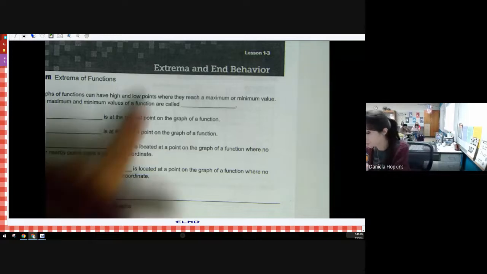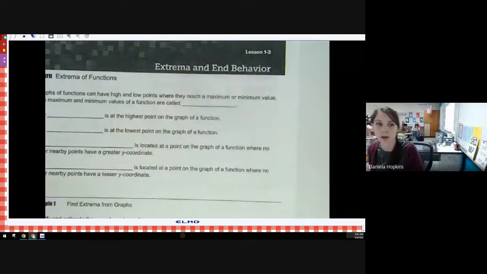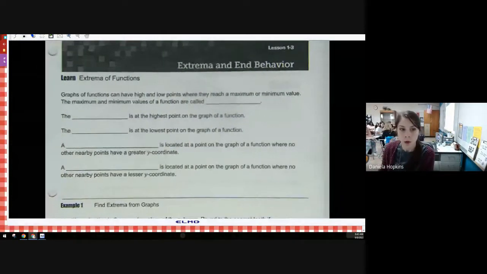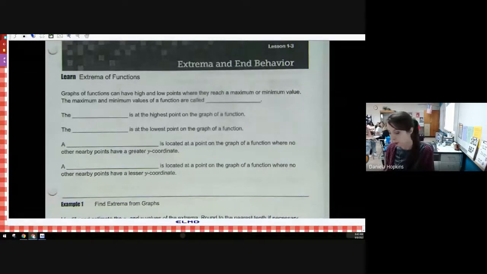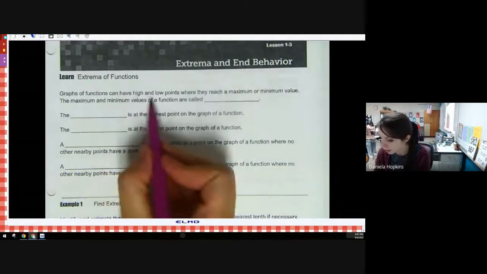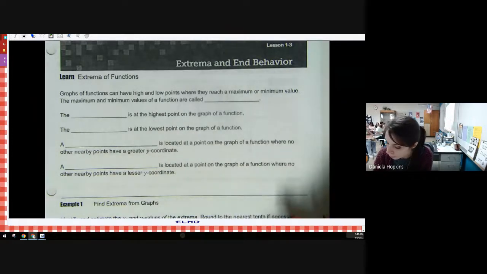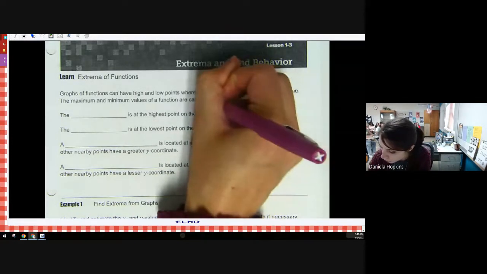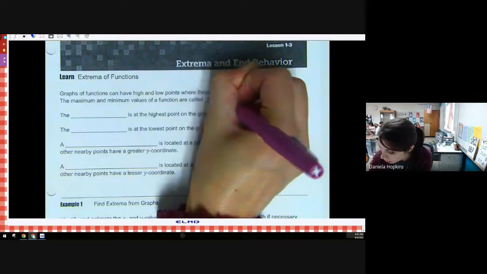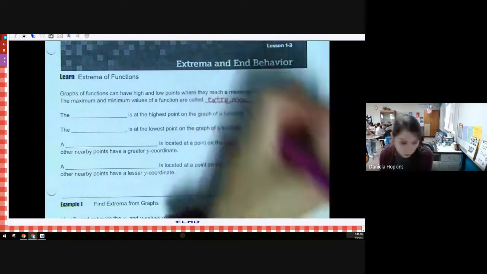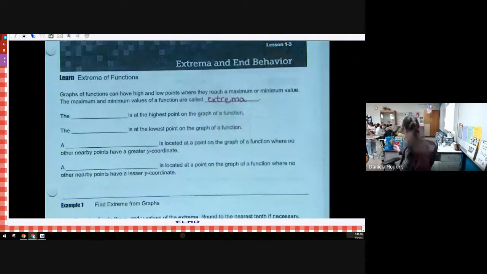This section is about extrema and end behavior. So today we're just going to talk about extrema. Graphs of functions can have high and low points where they reach a maximum or a minimum value. The maximum and minimum values of a function are called extrema. It's a weird word. I assume it's Latin.